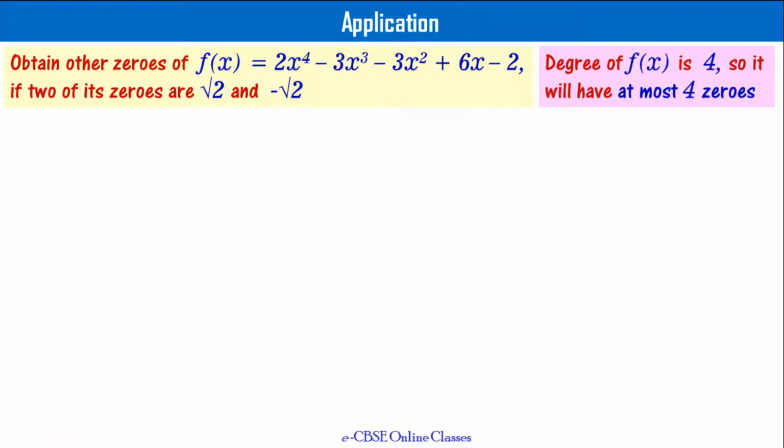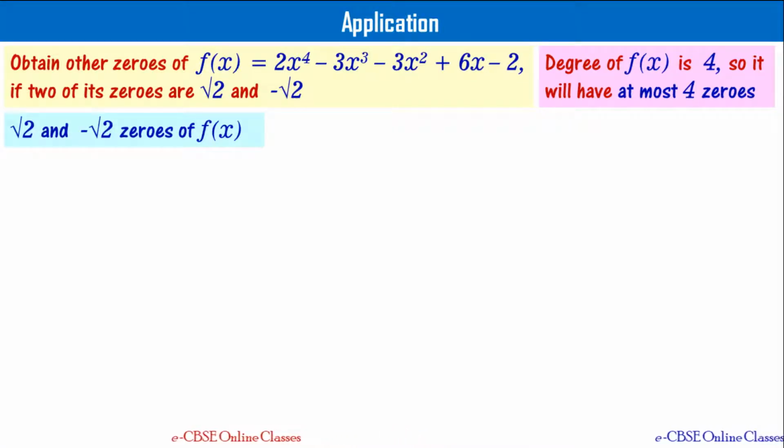Since degree of f of x is 4, we know that it will have at most 4 zeros, right? Already we are given 2 zeros, those are root 2 and minus root 2. It means that we have to find 2 more zeros, right? Since in the problem statement, 2 of the zeros are given, those are root 2 and minus root 2.